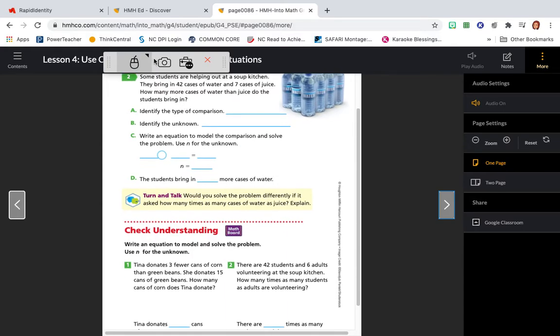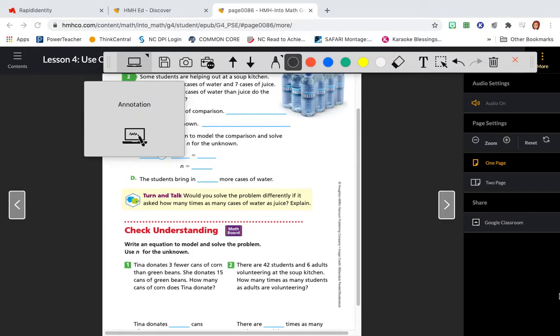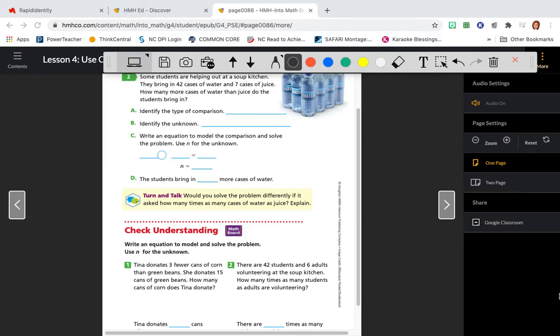Okay, our step it out. Some students are helping out at a soup kitchen. They bring in 42 cases of water and 7 cases of juice. How many more cases of water than juice do the students bring in? So let's first identify the type of comparison. So we're looking for keywords. Automatically the first word that pops out is more. What did we know about more? We're adding, so we're using the additive comparison.